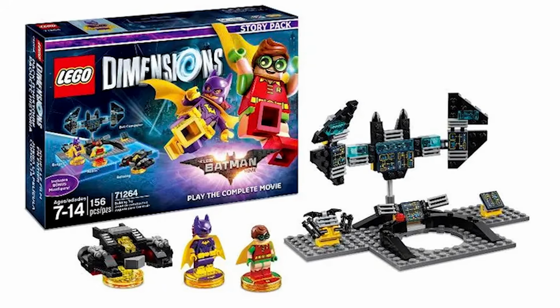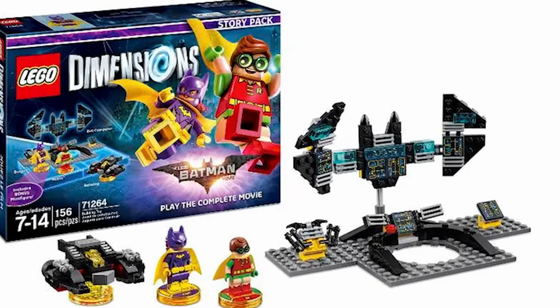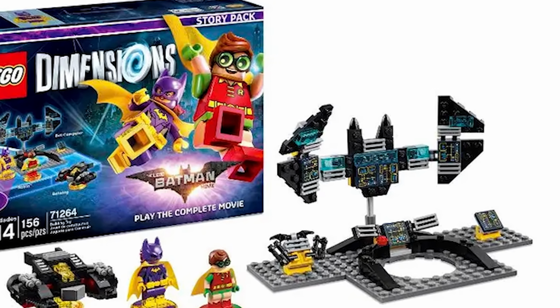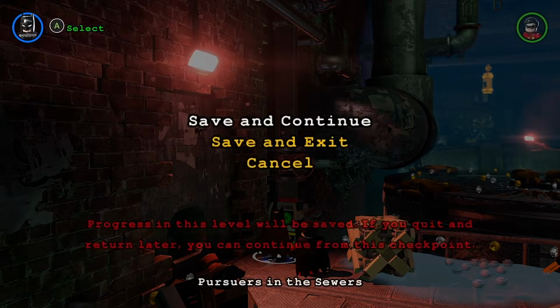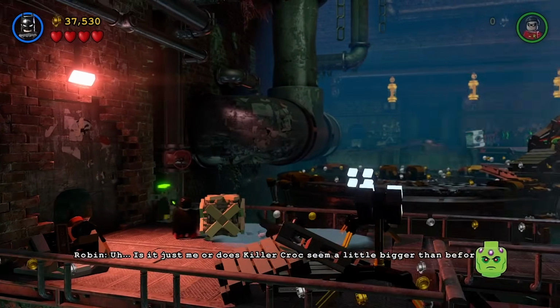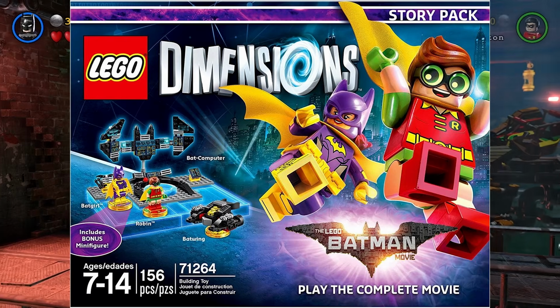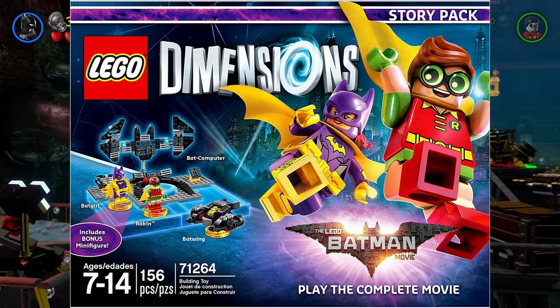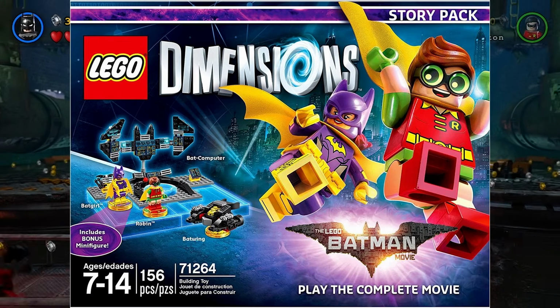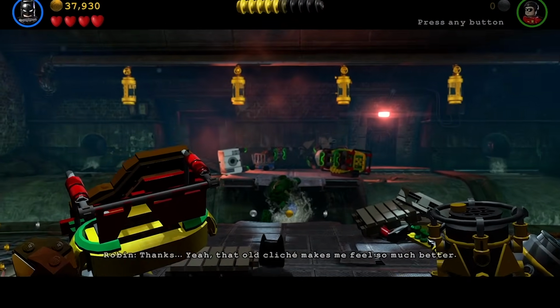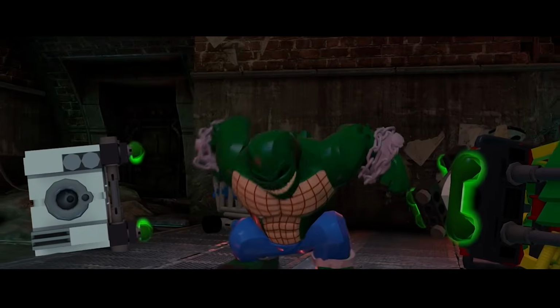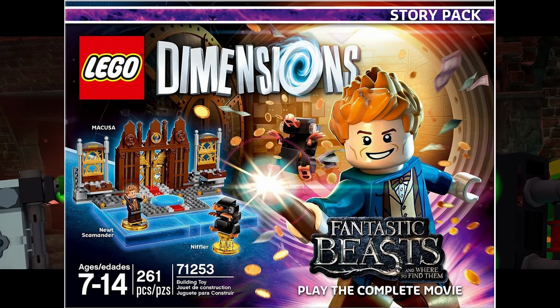LEGO did apparently release an expansion pack for the Toys to Life game LEGO Dimensions, and if you bought this, it would let you play through the story of the LEGO Batman movie. So I guess instead of just giving it its own video game, they decided to release it as DLC for LEGO Dimensions. This is something they did for like the all-female Ghostbusters movie and Fantastic Beasts and Where to Find Them.